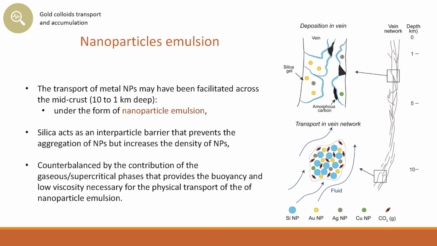So we proposed that transport of colloidal metal was made possible under the form of a colloidal emulsion. This emulsion is composed of colloidal metal, colloidal silica, and gaseous or supercritical species that would be CO2, CH4, and N2. The colloidal silica would prevent the aggregation of the colloidal metal, and the gaseous CO2, CH4 would decrease the density of the emulsion and reduce its viscosity. That would allow the transport and the ascent from the source to the deposit.